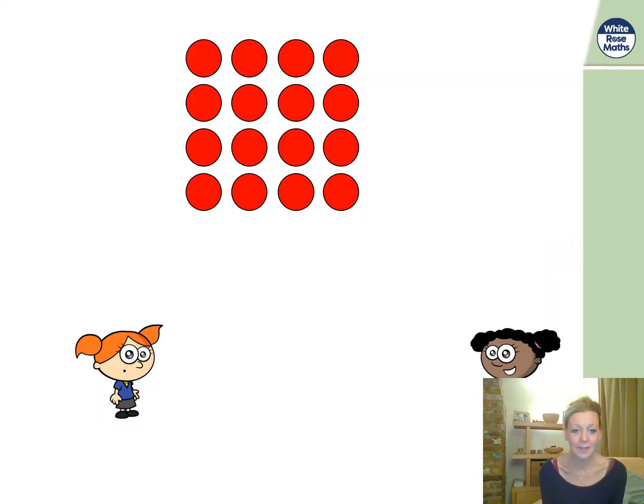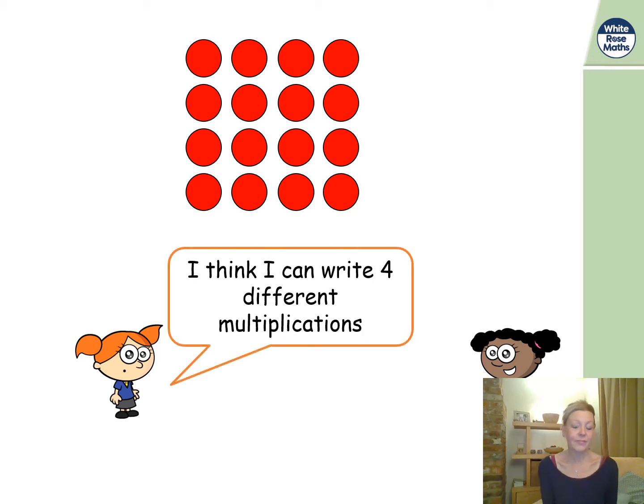How did you get on? Hopefully you finished the worksheet. Now we're going to do our reasoning. Have a look at the picture representation on the screen. The picture shows an array. How many counters are there? Well, the little girl on the left, she thinks she can write 4 different multiplications for these counters. How many multiplications do you think you can write?